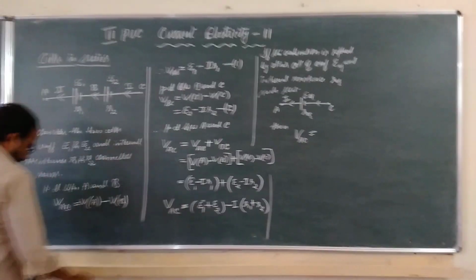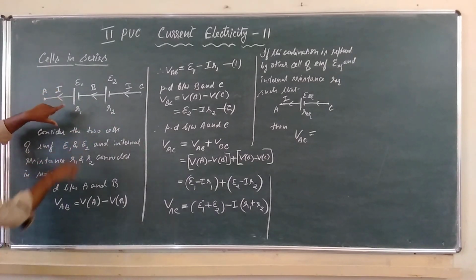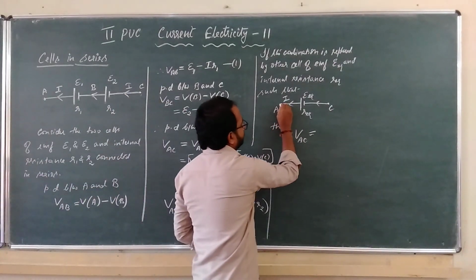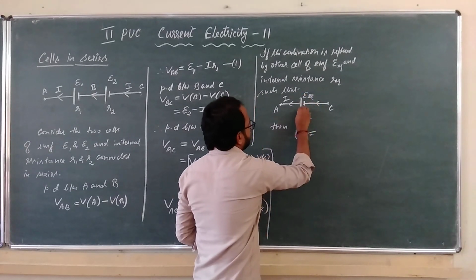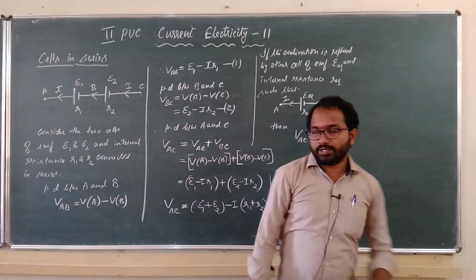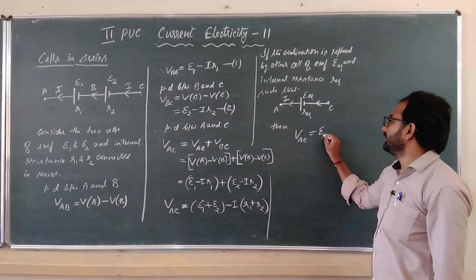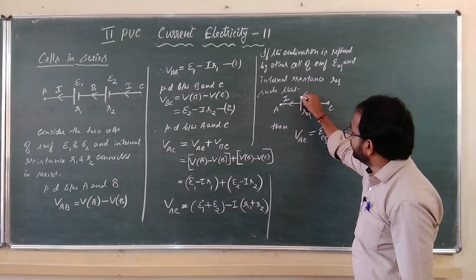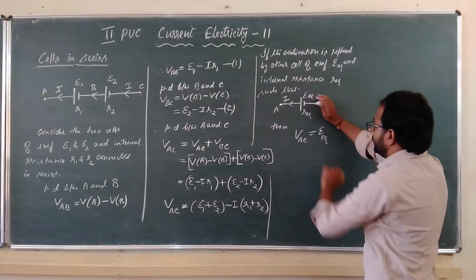Between A and C, we replaced this combination by that cell between these 2 points A and C. So the external circuit is connected across A and C. So VAC, what is the terminal potential difference between A and C now? That is equal, using V is equal to E minus IR. E equivalent, this is the positive terminal, this is the negative terminal. So while calculating the EMF, it should be open circuit. Now E equivalent, positive electrode, E equivalent.